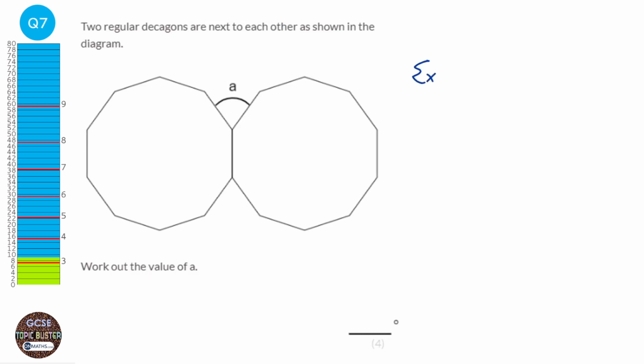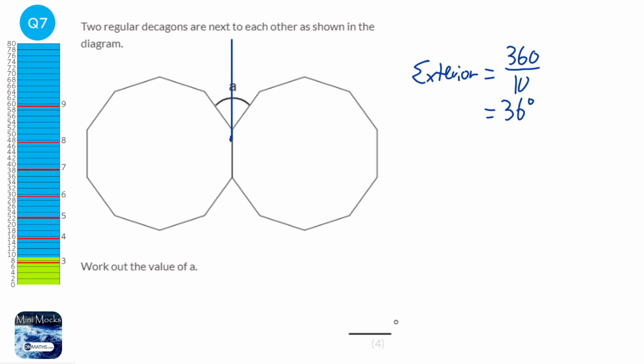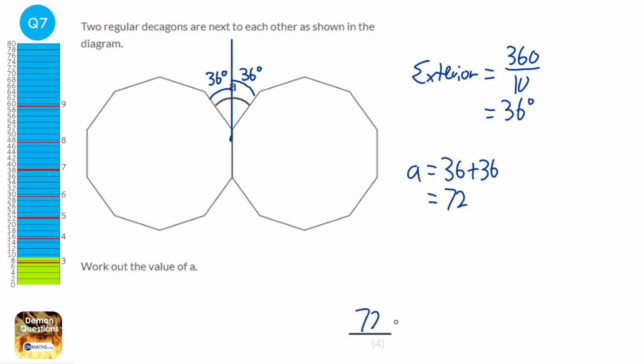To find the exterior angle of any polygon, we do 360 divided by the amount of sides. These are decagons, which means they have 10 sides. So the exterior angles will be 36 degrees. And the exterior angle is just an angle that kind of continues on. You just continue on from the side. So this one here is the exterior angle of the left-hand decagon, and this one here is the exterior angle on the right-hand decagon. So altogether, the angle A will be 36 plus 36, which will be 72. So our answer will be 72 degrees.